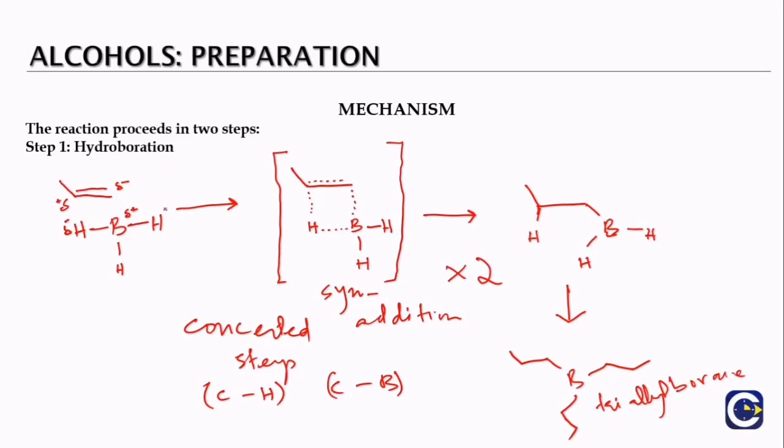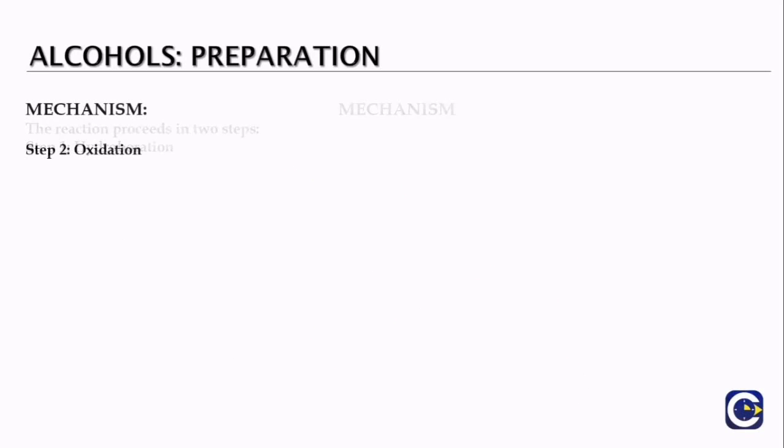Now in the next step, this trialkyl borane is going to undergo oxidation and we will get our required alcohol in this reaction. Okay, oxidation. Now let's look at the oxidation step. In the oxidation step, we are using hydrogen peroxide, that is H2O2, with sodium hydroxide.